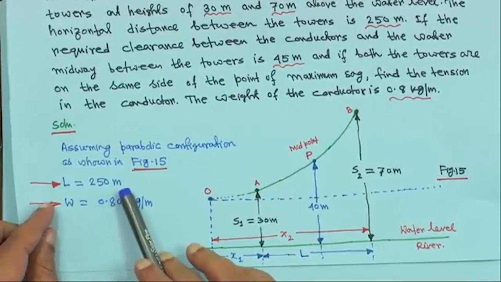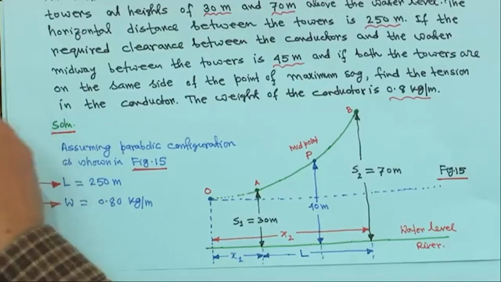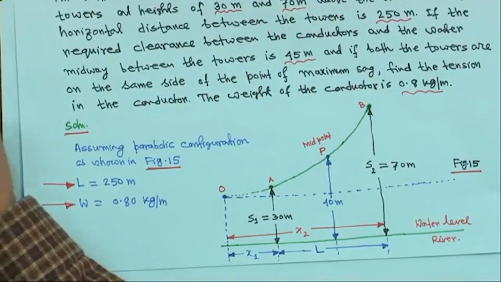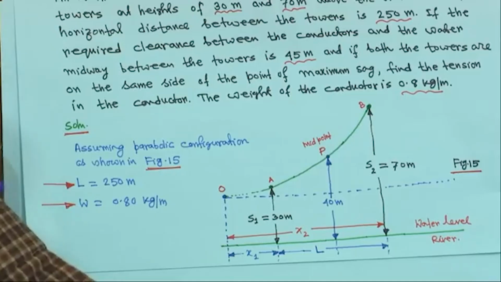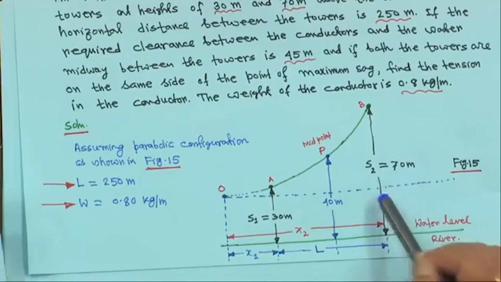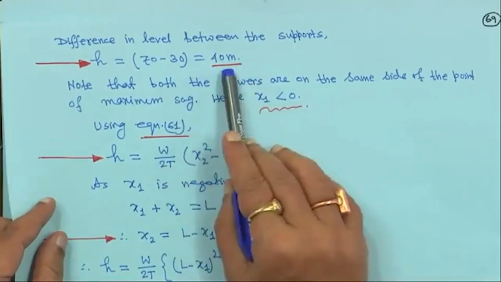So, you take L is equal to 250 meter, it is given, W is 0.8 kg per meter, that is also given, and then H is the difference between these two, this is 30 meter height and this is 70 meter. So, H will be 70 minus 30. So, it will be 40 meter.